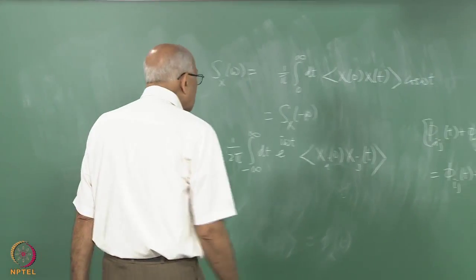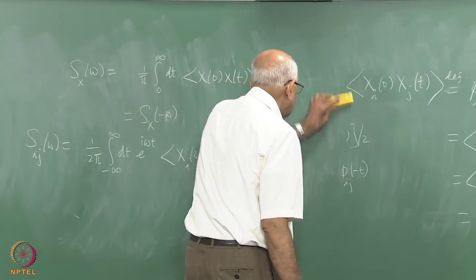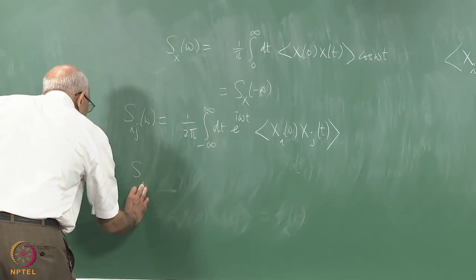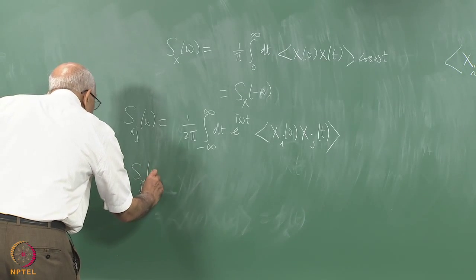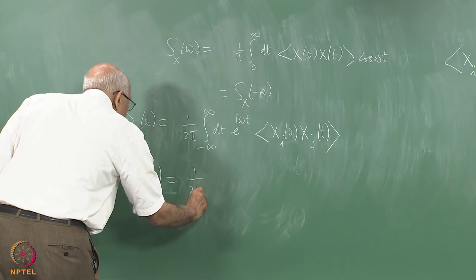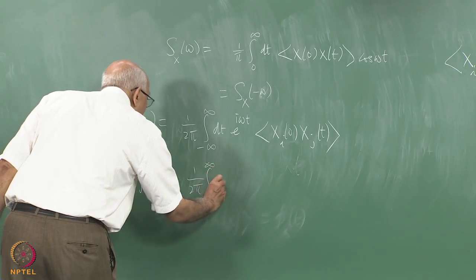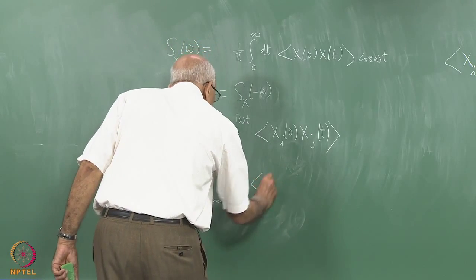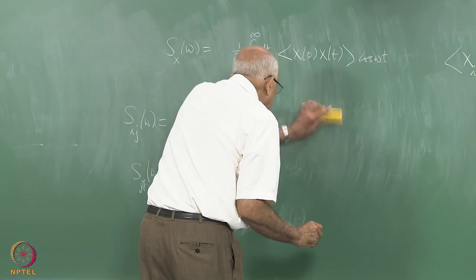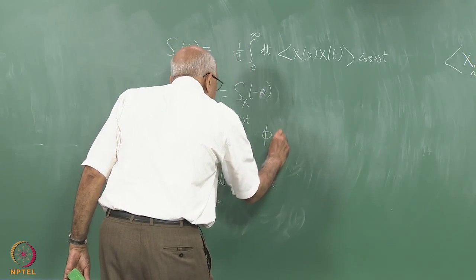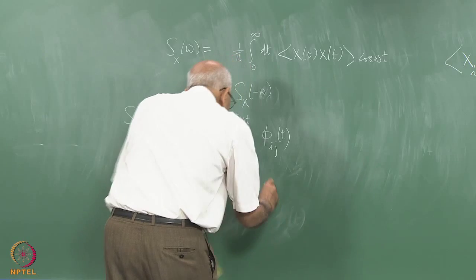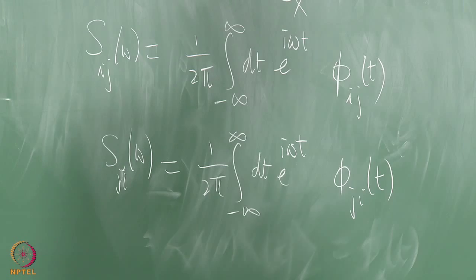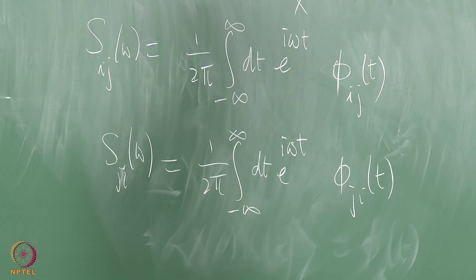Yeah. What we need here is the following. So let's look at Sji of omega equal to 1 over 2 pi integral from minus infinity to infinity dt e to the i omega t. So let us call this phi ij of t, we will be done with it. Phi ji of t, but we just saw that phi ji of t is phi ij of minus t.